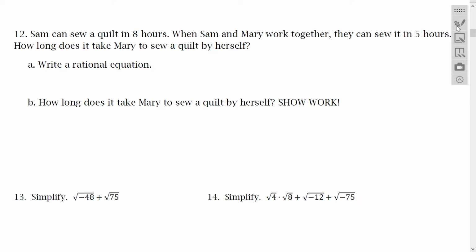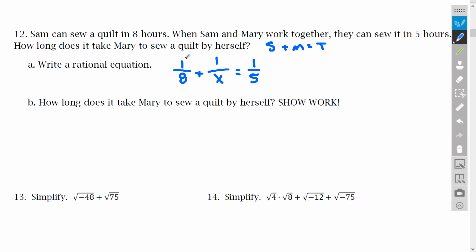So the rational equation would be this: 1 over 8, because Sam is 1 quilt in 8 hours, Mary is 1 quilt in some number of hours, and together it takes them 5 hours. So when we solve that, we get x is equal to 40 over 3 hours is how long it takes her to sew a quilt by herself. And that's about 13.3 hours.